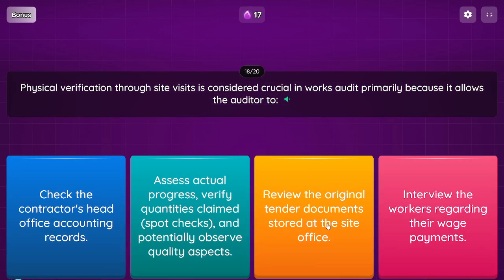Question: physical verification through site visits is considered crucial in works audit primarily because it allows the auditor to Option 1, check the contractor's head office accounting records. Option 2, assess actual progress, verify quantities claimed, spot checks, and potentially observe quality aspects. Option 3, review the original tender documents stored at the site office. Option 4, interview the workers regarding their wage payments.